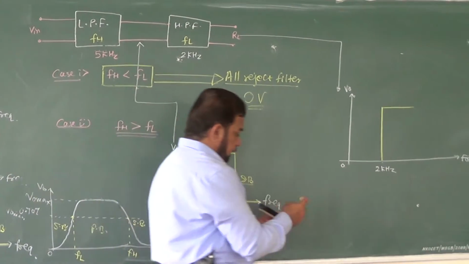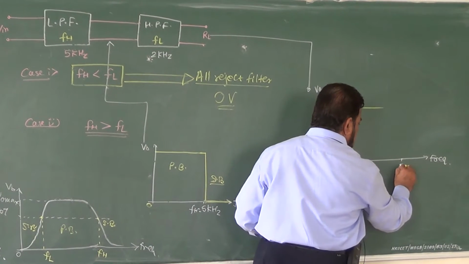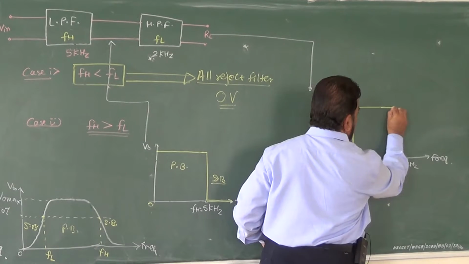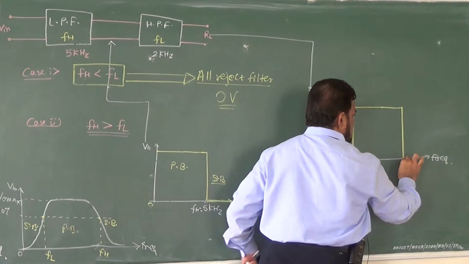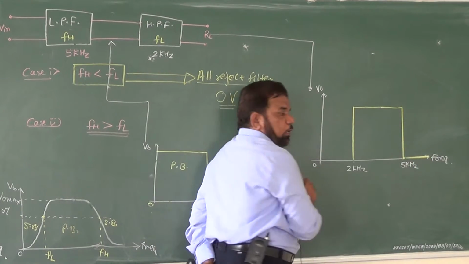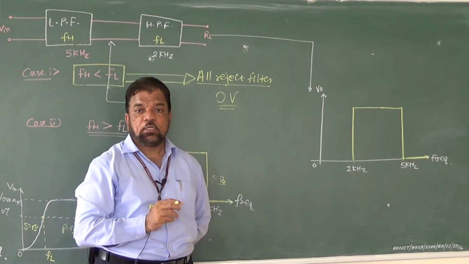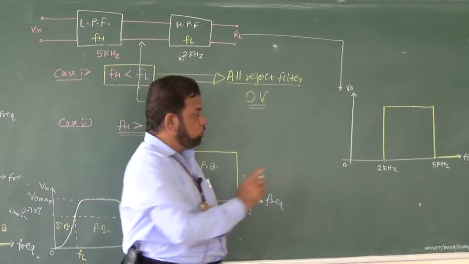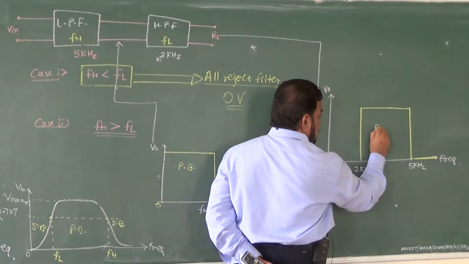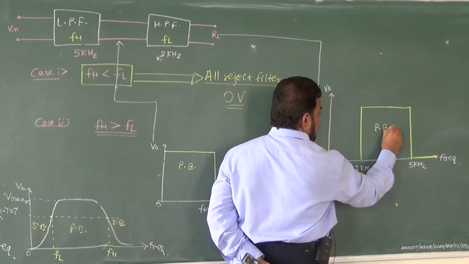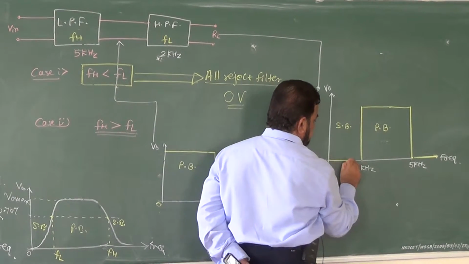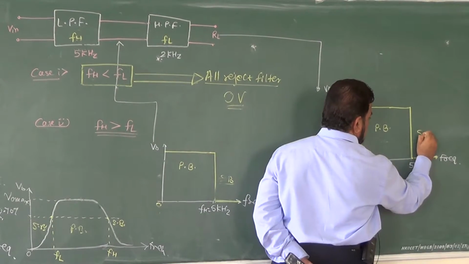Okay, that means if the 5 kilohertz point is here, then high pass filter will transmit up to 5 kilohertz. And hereafter, now since the input is not available, what is the output voltage? That voltage is 0. Okay, so this is your 2 kilohertz point, this is 5 kilohertz, corresponding to that you will get a pass band, whereas here you will get a stop band. Here also you will get stop band.